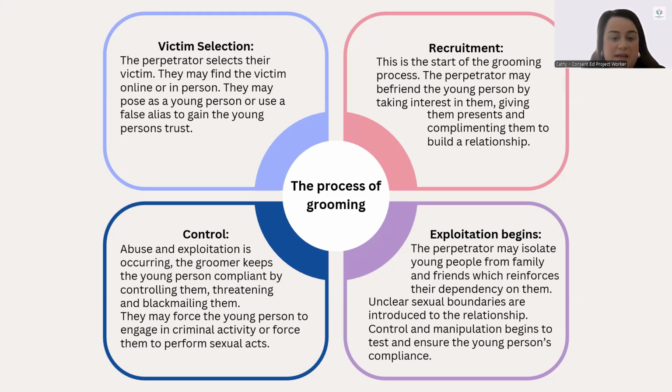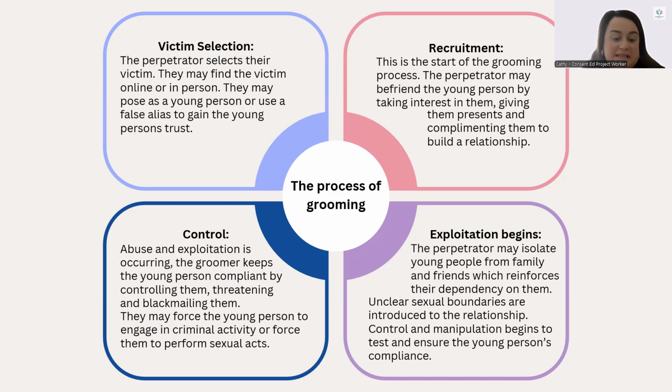Then starts the recruitment phase. So this is the start, I suppose, of the grooming process. The perpetrator may befriend the young person by taking interest in them, complimenting them, giving them presents, and building that connection and relationship with them. So they might find common interests with them, they might share connection with them, and they might then really start to reinforce that they're their friend and that they're someone that they can trust.